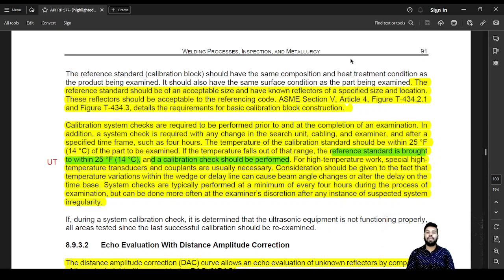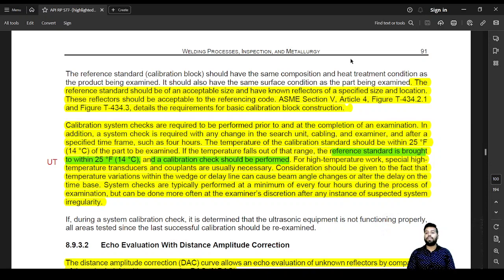ASME Section 5, Article 4 will give you some recommendations on how to create these basic calibration blocks. The calibration system checks are required to be performed prior to and after the completion of examination. In addition, a system check is required with any change in the search unit, probe, cabling, examiner, and after a specified time frame such as 4 hours.